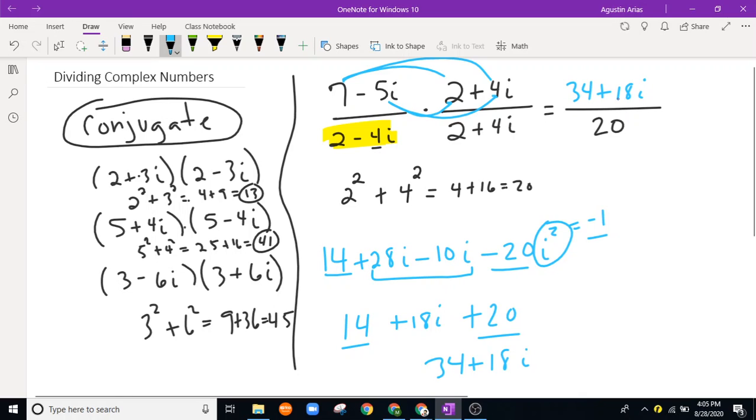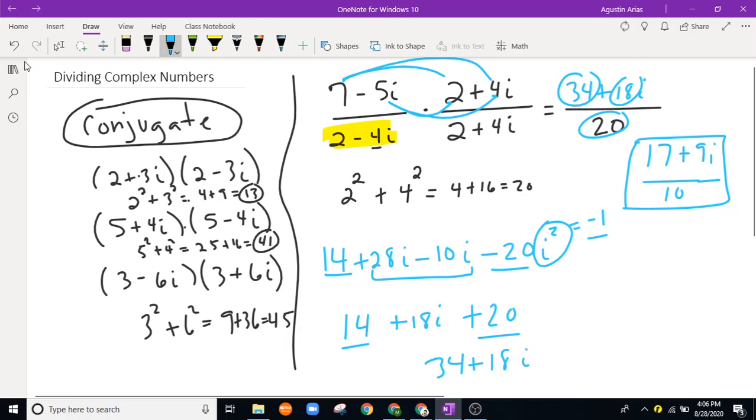Now, if you notice, these three numbers here are all divisible by what? Let's see, 2 for sure. Any higher? No. So it's going to be 17 plus 9i over 10. Each of these numbers was divisible by 2. They all have to be divided by the same number. If you cannot divide all of them by the same number, then you don't do it. Okay, so that's your final answer there.